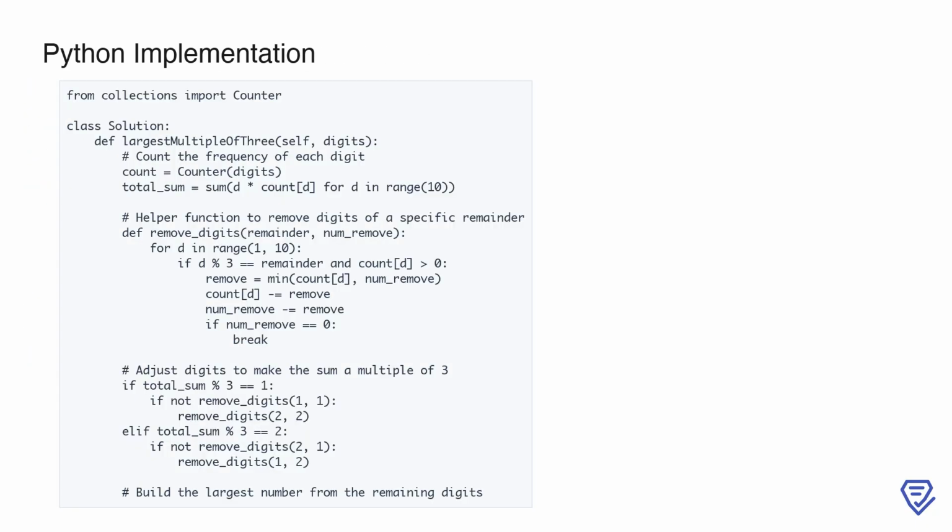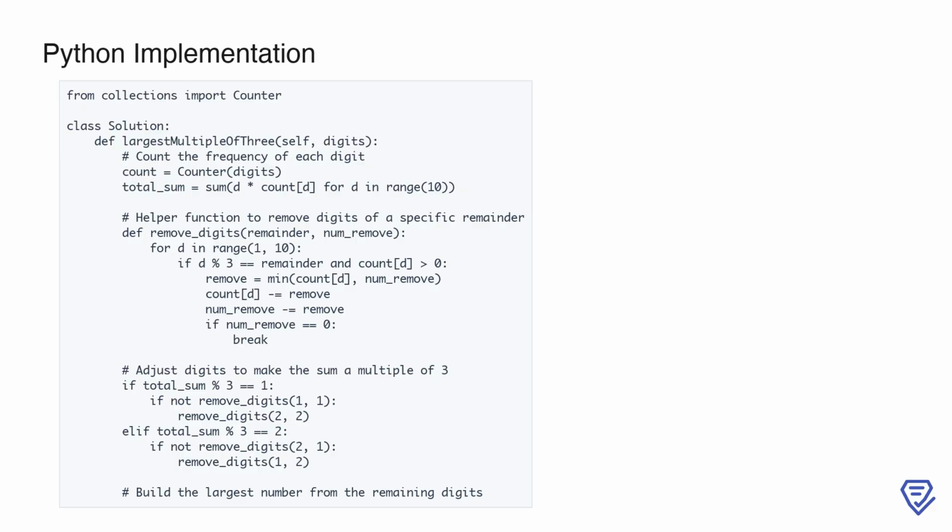To solve the problem of finding the largest multiple of 3 from a list of digits, we start by importing the Counter class from the collections module. This allows us to count the frequency of each digit efficiently. Inside the Solution class, we define the method largestMultipleOfThree, which takes a list of digits as input. The first step is to count the frequency of each digit using the Counter and calculate the total sum of all digits. Here, the total sum is computed by multiplying each digit by its frequency and summing these products.